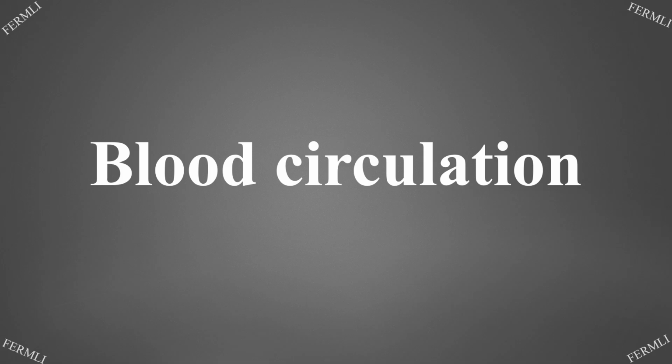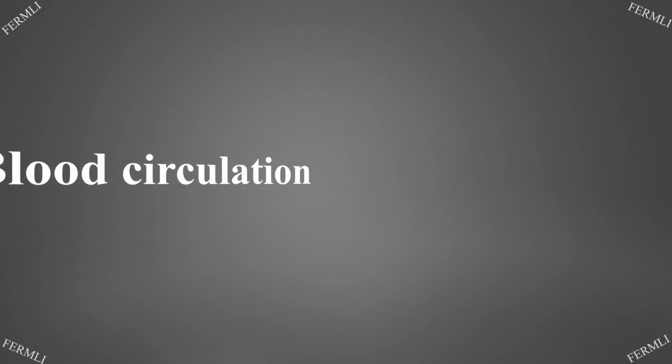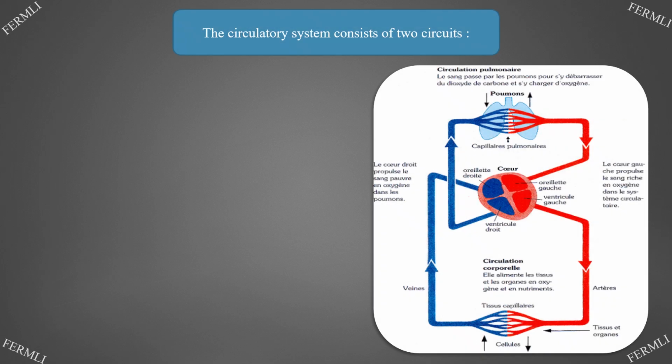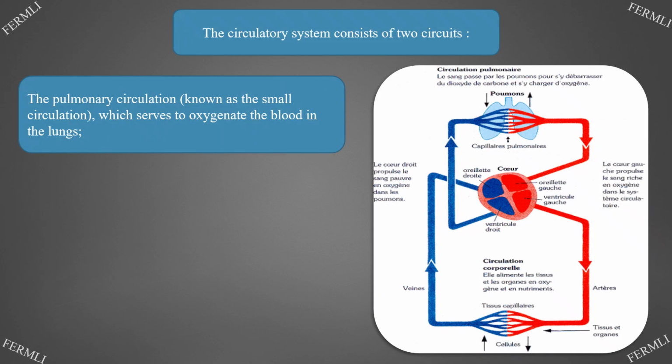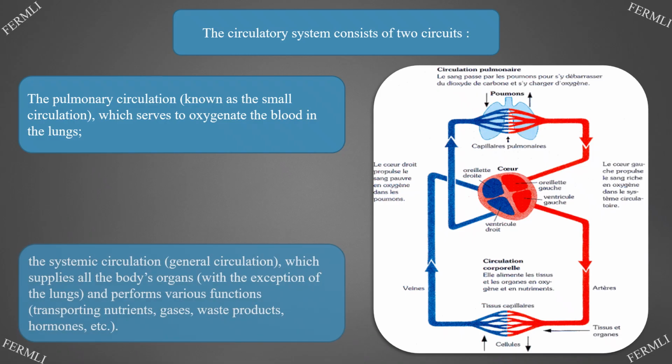Blood circulation. The circulatory system consists of two circuits. The pulmonary circulation, known as the small circulation, which serves to oxygenate the blood in the lungs. The systemic circulation, the general circulation, which supplies all the body's organs, with the exception of the lungs, and performs various functions, transporting nutrients, gases, waste products, hormones, etc.